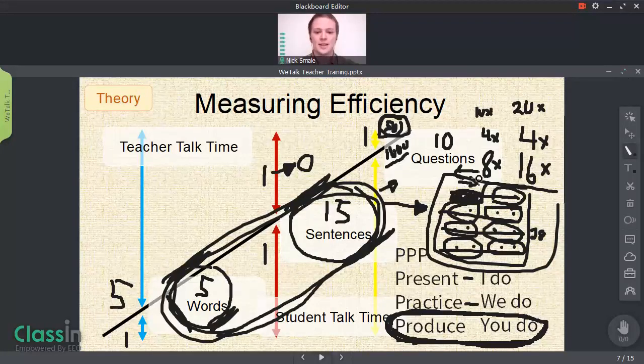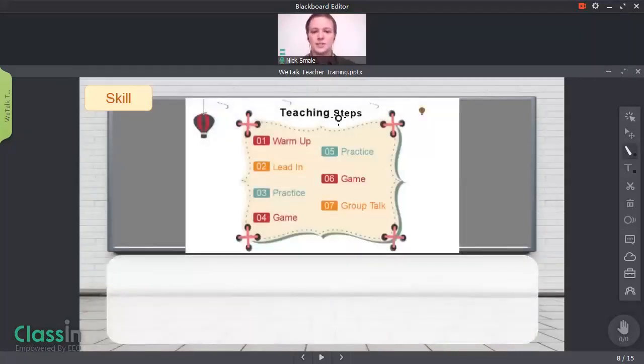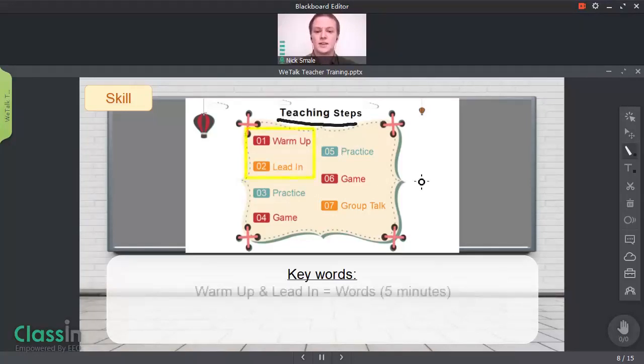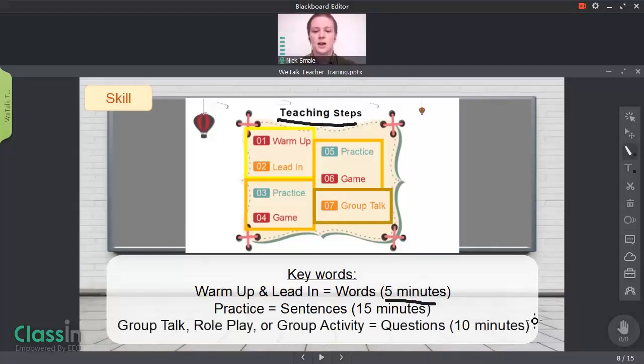What does this look like in a class? Well, on the slides, you'll notice that there is a teaching slide. On this slide, you can see a few different sections. There's a warm-up and lead-in. These would be the words section, so 5 minutes. You can see practice. That would be the 15-minute section. Games could be words, they could be sentences, they could be anything. And then group talk, role play, group activity. If it sounds like it has more than one person, it is part of the question section. And so that's where you spend 10 minutes.